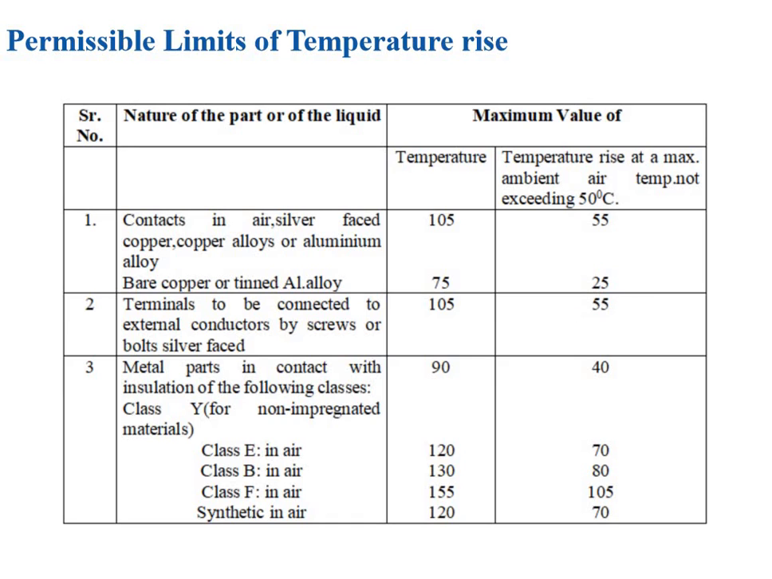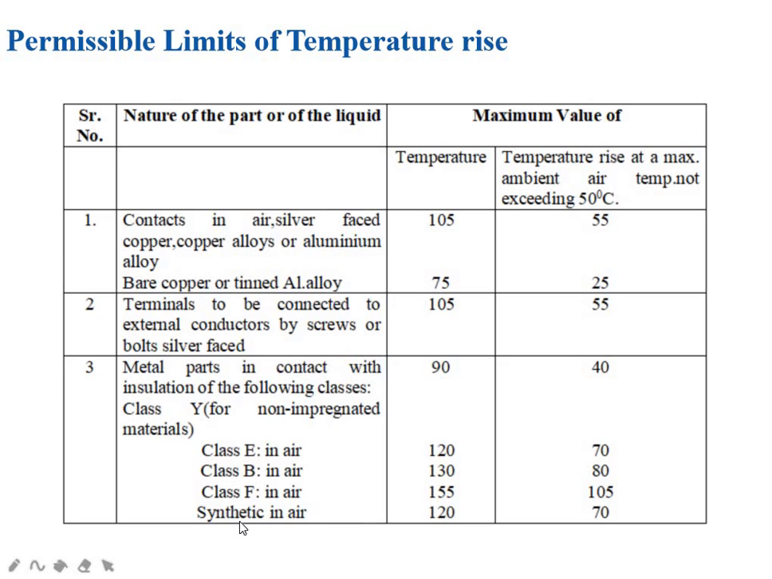Then for metal parts in contact with insulation of the following classes. For class Y, the temperature is 90 degrees, so the temperature rise is 40 degrees centigrade. If class C insulation is used in air, then 120 degrees centigrade is the temperature, so the temperature rise will be 70 degrees centigrade. If class B, then 130 degrees centigrade, so the temperature rise will be 80 degrees centigrade. If class F in air, then the temperature is 155 degrees centigrade, so the temperature rise is the most, 105 degrees centigrade.